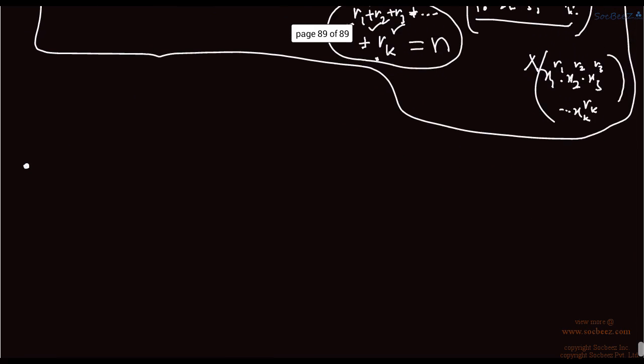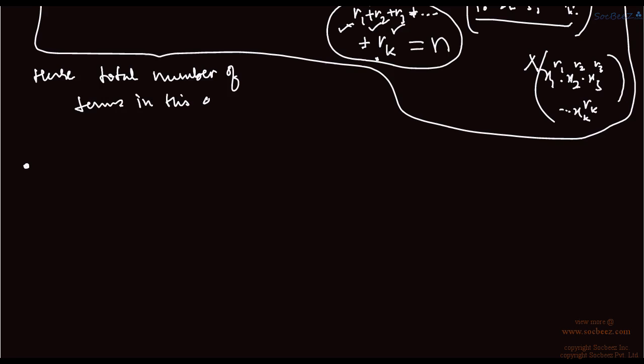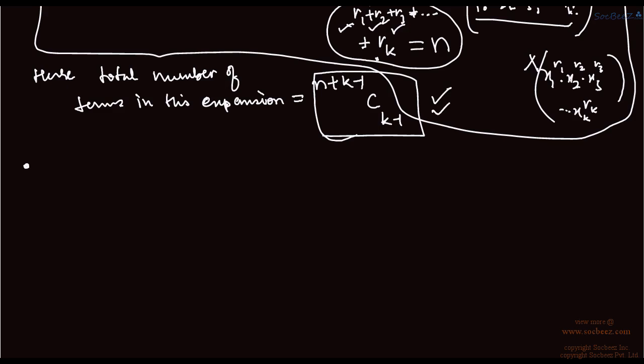One more thing in this case is that the total number of terms in this expansion is equal to (n plus k minus 1) C (k minus 1). Okay, this is the total number of terms. This is mainly asked in JEE, that how many terms are in this multinomial expansion. So you will just calculate this value, (n plus k minus 1) C (k minus 1).